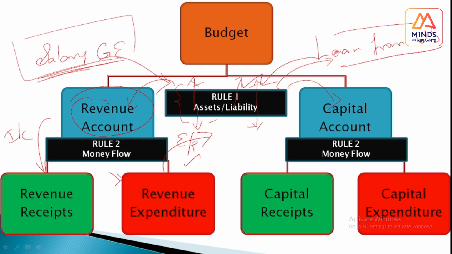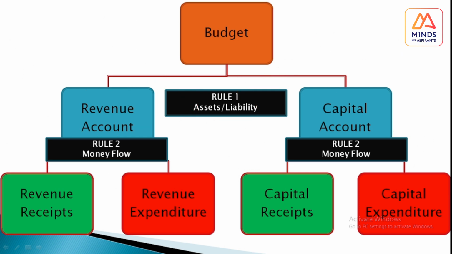Now we have to apply rule number 2. Is this amount income to the government, or is it going out from the government? Obviously, the loan is an amount the Indian government will take from the US government, so it is an income to the Indian government. So it will fall under the category of capital receipts. This is how you have to classify the account based on these two rules. The first rule is the asset and liability rule, and the second rule is the money flow rule.